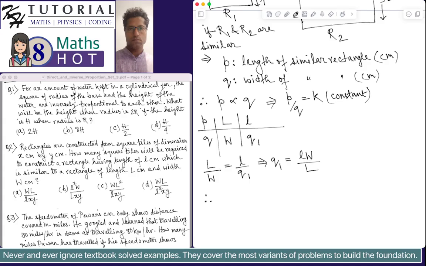Now it is asking how many square tiles will be required to construct a rectangle having length of small l centimeter. So how do we find how many square tiles will be required to form a rectangle? We will divide the area of the rectangle by the area of the square tile. Then we will get how many square tiles are required to construct that rectangle. So let's find the area of the rectangle.